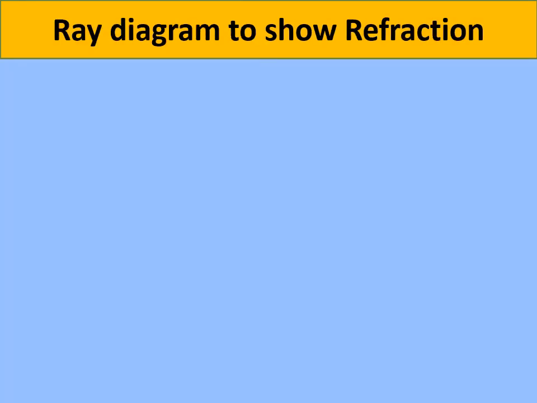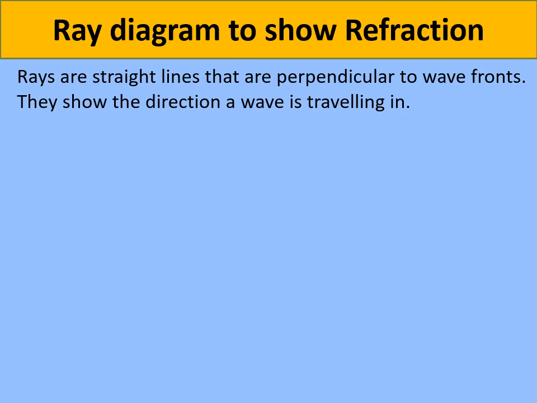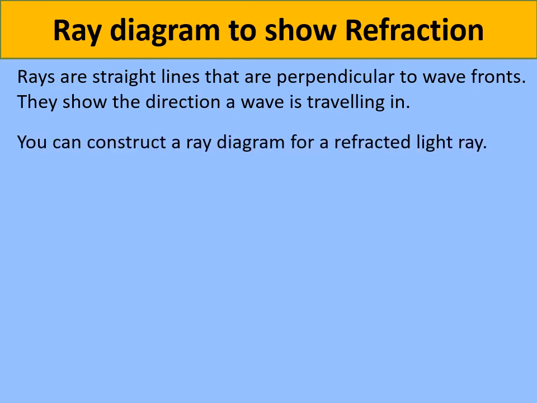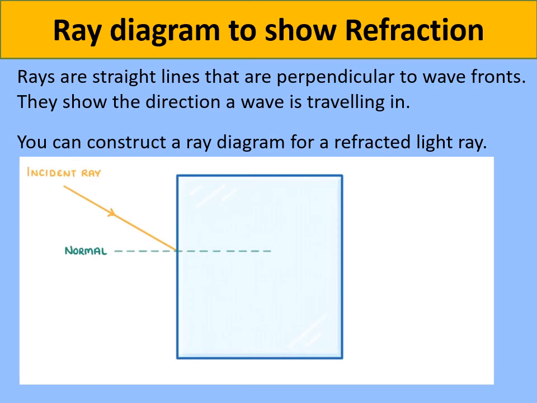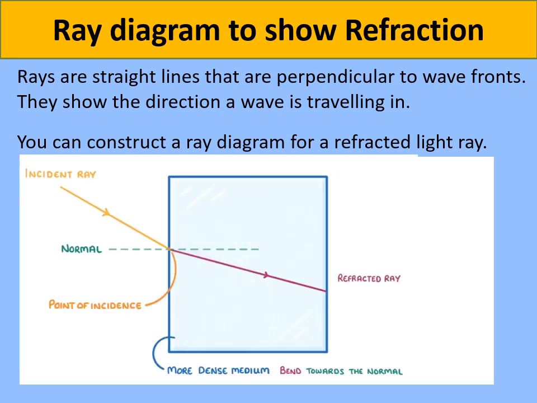Now we can draw a ray diagram to show refraction. Rays are straight lines that are perpendicular to wavefronts. They show the direction a wave is traveling in, so you can draw a ray diagram of a refracted light ray as shown here. Here you have two media. The blue square could represent glass, for example. You've got an incident ray arriving at the block. You've drawn your normal line, which is 90 degrees to the boundary between, let's say, the air and the glass. And then you have a refracted ray.